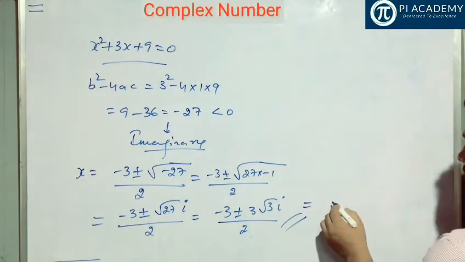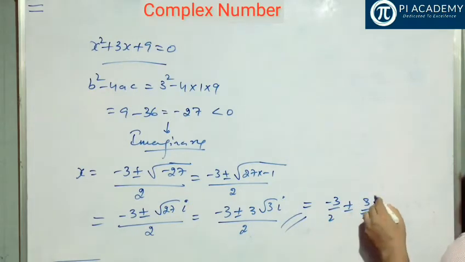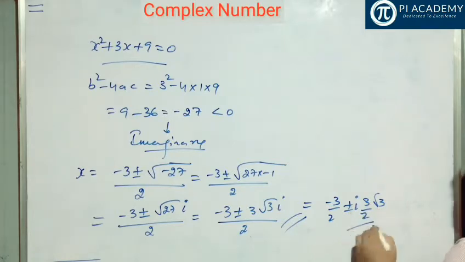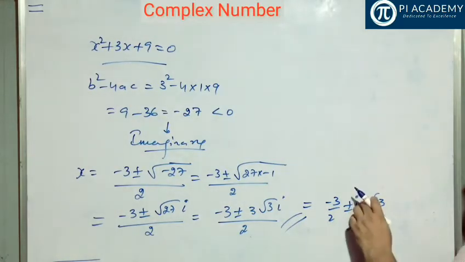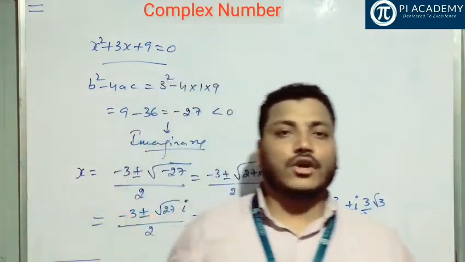If you want to go further, you can write minus 3 by 2 plus or minus 3 by 2 root 3, and here you can put I, 3 by 2 root 3. So this is your complex number. So this was the whole chapter of the complex number.